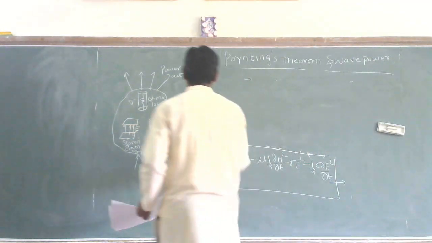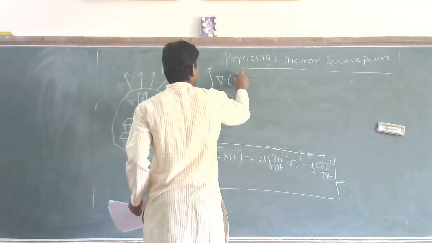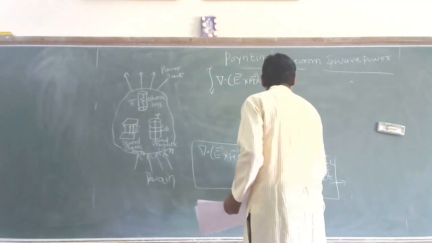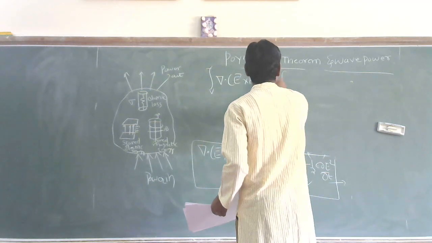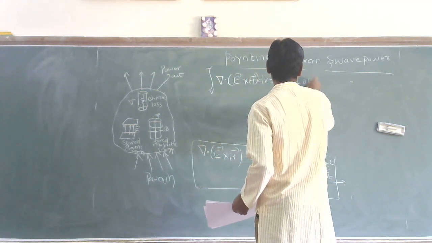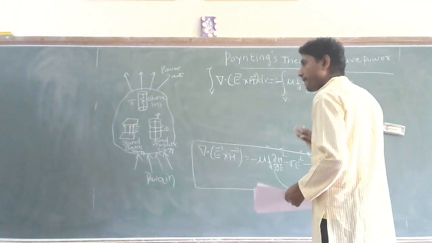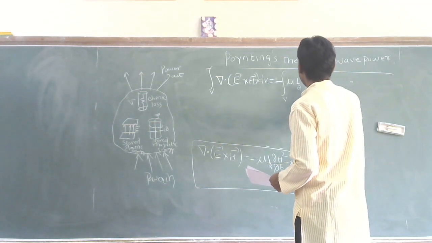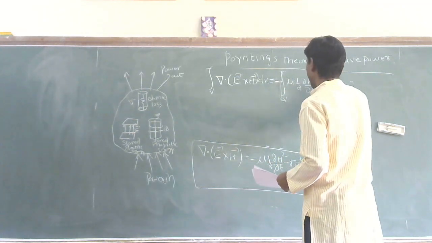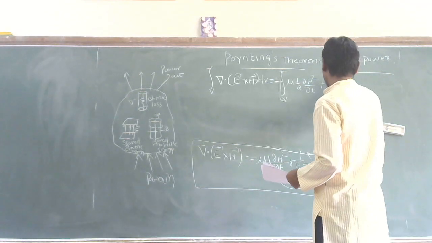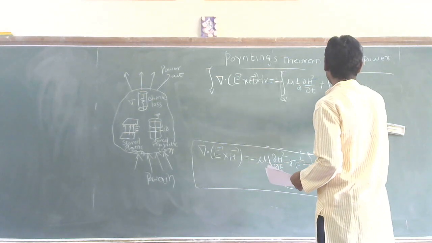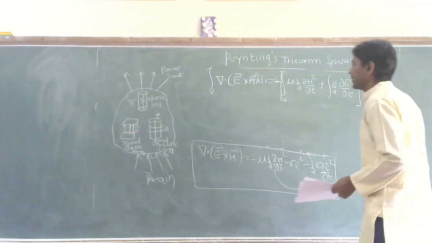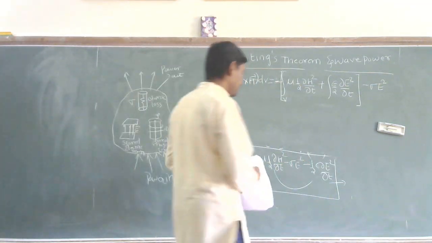Now let us take the volume integral of this expression. What we get is the volume integral of del dot E cross H dv, which is equal to the volume integral of, clubbing these two terms, minus mu times 1 by 2 dou H square by dou t, taking the whole minus outside, plus epsilon by 2 dou E square by dou t, and one more term, minus sigma E square. We need one more thing.